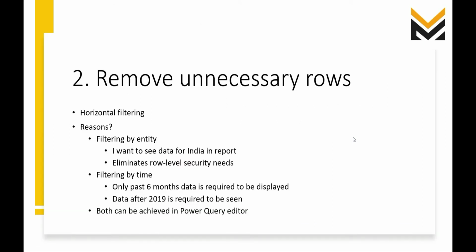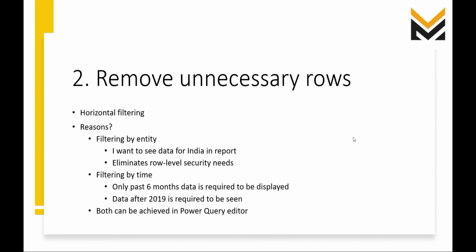Then the second technique you can use is remove unnecessary rows. So this is basically called horizontal filtering. So why will you want that, and how can you use this particular technique? So suppose you only want to filter by entity. Like I have a global sales data, and I just want my users to see the data for just India. Then what am I going to do? I am going to actually choose the data for only India.